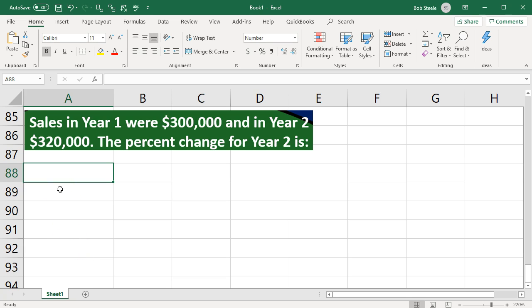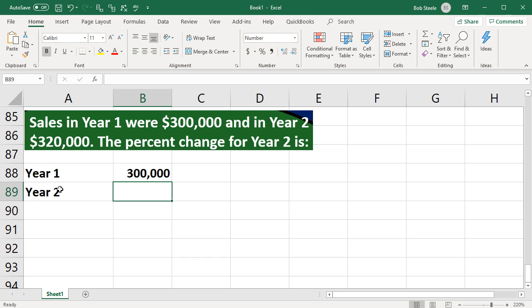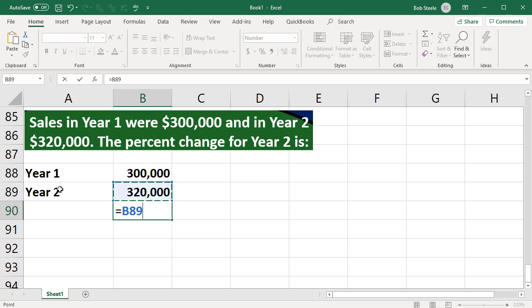I'm going to say year one. We're just going to log down our information, 300,000, and then I'm going to say year two. And year two is going to be the 320,000, and we're looking for the percentage change. So I'm going to basically take the change overall. I'm going to subtract year two minus year one. So there's year two minus the year one.